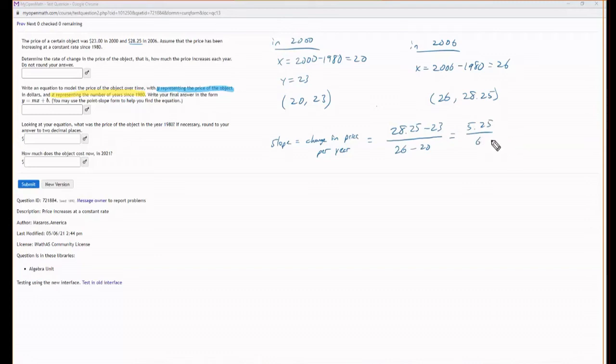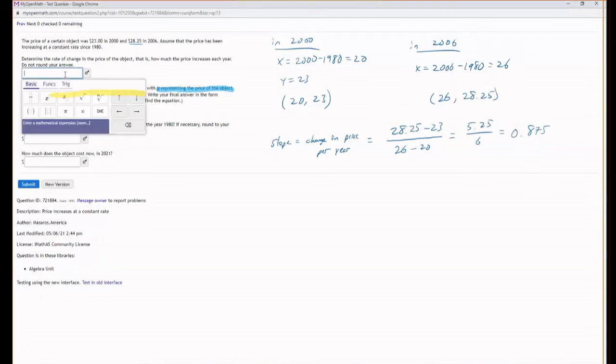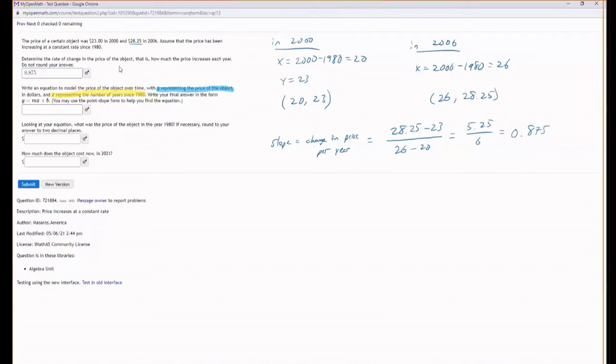And here, well, we'll just write this as a decimal, right? I get 0.875. Okay. Once again, since one of my y values started as a decimal, we'll just run with it, leave decimals for everything. Okay, so my change in price is going to be $0.875 per year. Now, normally when we work with price, we round to the nearest cent. This says specifically, do not round your answer. Okay.